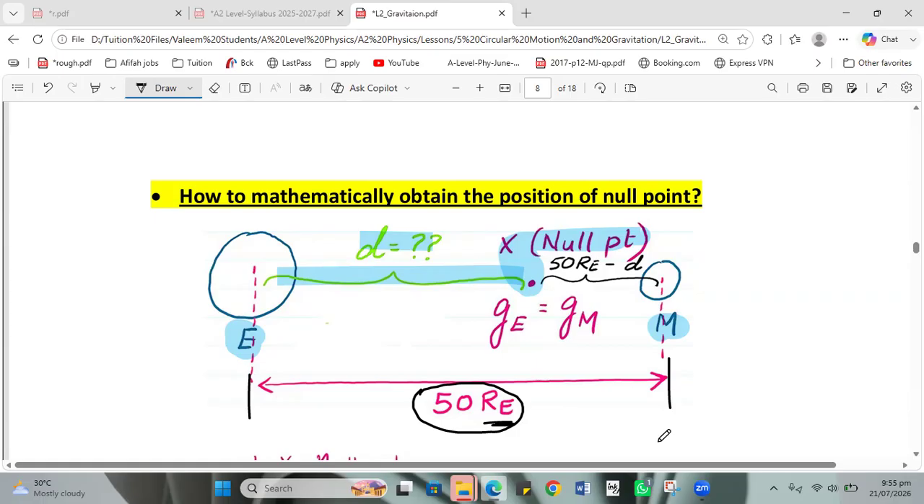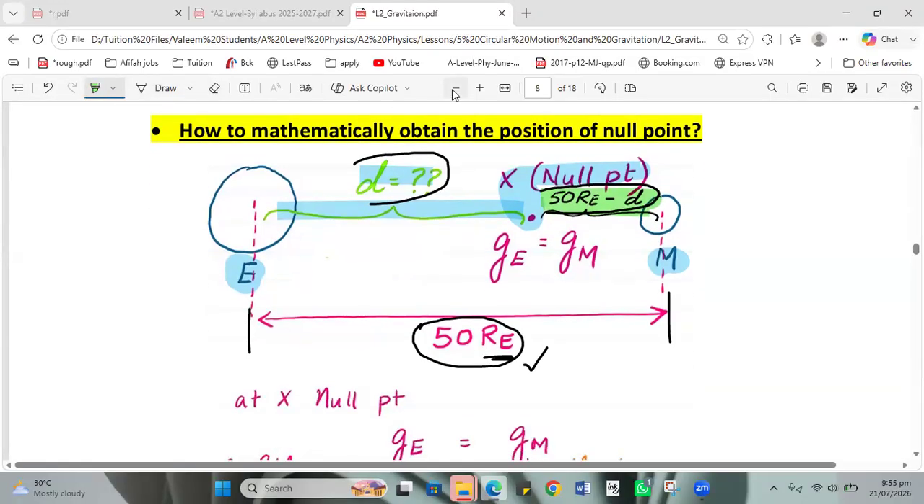They might give you the actual distance in meters or kilometers, or they could give it to you in terms of a variable. This is the only information given. Now, if the total distance is this, and D is what I'm finding, then can I say the distance of the moon from the null point is 50 RE minus D, right? Right. Now let's move on towards the solution.